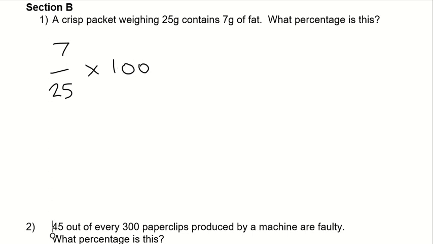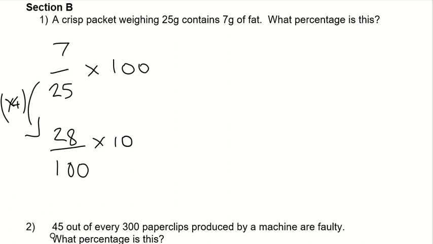And to make your life easier, there's many different ways of doing this. You can actually make this fraction have the same denominator as the number you are multiplying by. So I can multiply this by 4. So 25 times 4 is 100, 7 times 4 is 28. Now since we are dividing by 100 and then multiplying the same number by 100, these two actually cancel out, which gives us the number 28. Therefore our answer is 28%.